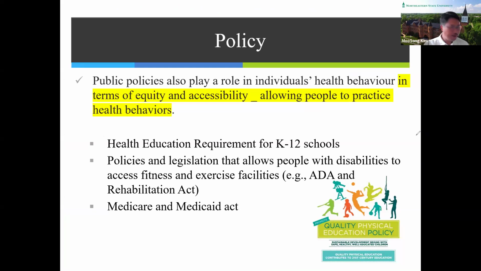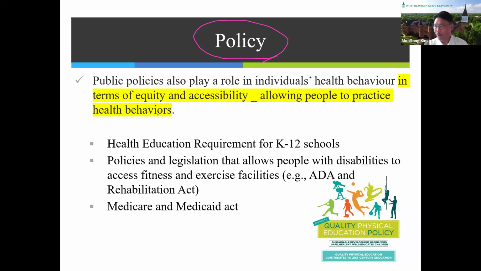And then the last level that affects our health behavior is public policy. Public policy also plays a role in individuals' health behavior in terms of equity and accessibility. It is kind of the same thing that the environment plays for the achievement of equity. Public policies cover everyone, so they affect everyone's behaviors, right?